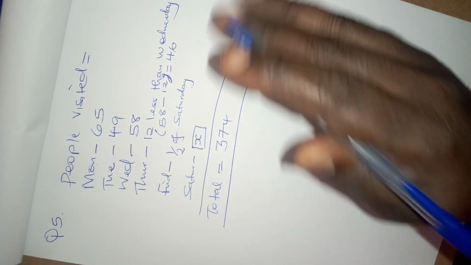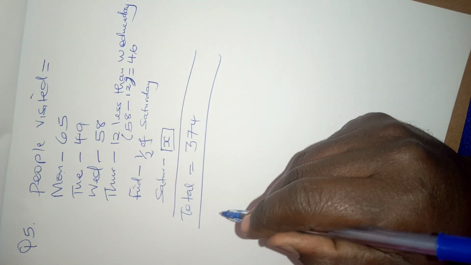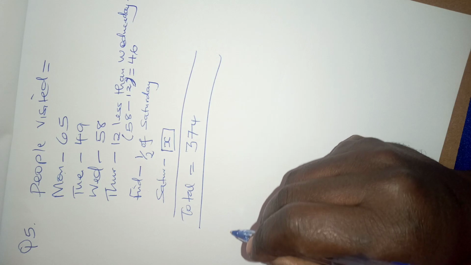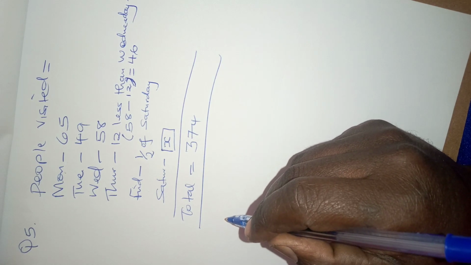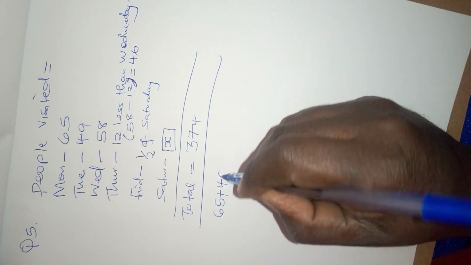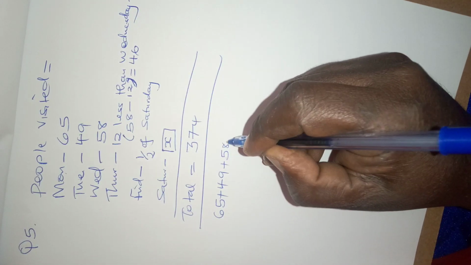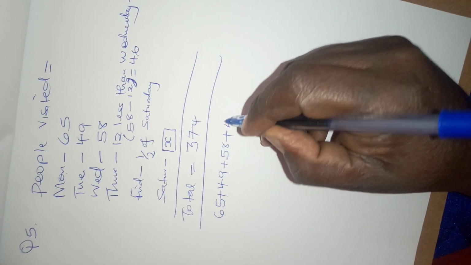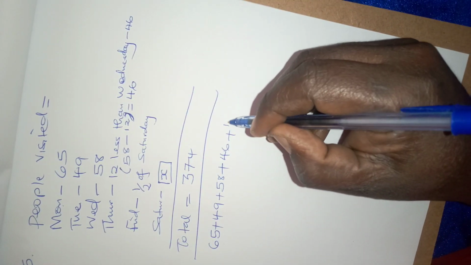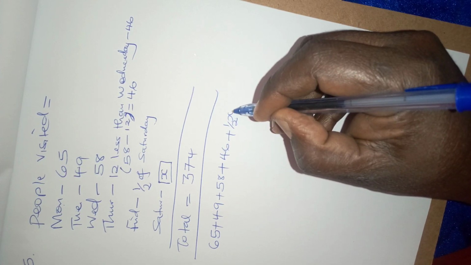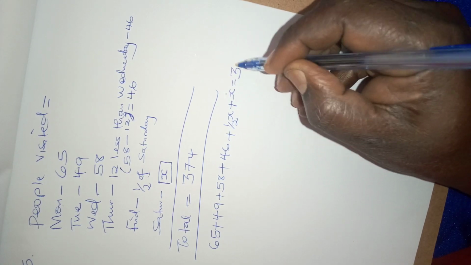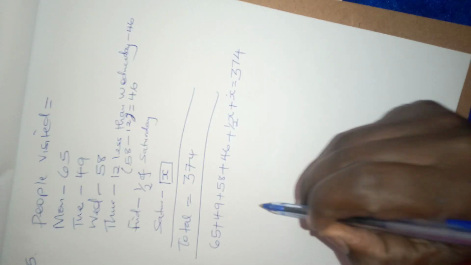Now, the best way to come up with the answer is to equate the total number of people from Monday to Saturday to this number that we are given as their total, so that through that way we can find the unknown. So on Monday we have 65, 49 on Tuesday, 58 on Wednesday, and 46 on Thursday. On Friday, we shall have half of X because we don't know the number of people on Saturday, and on Saturday, we shall have X. But the total number of people for the 6 days should give us 374.